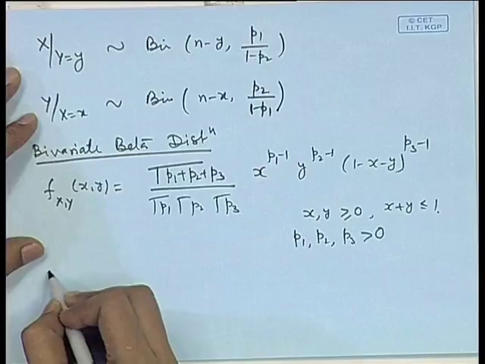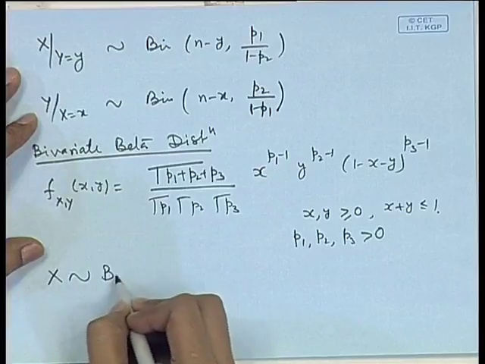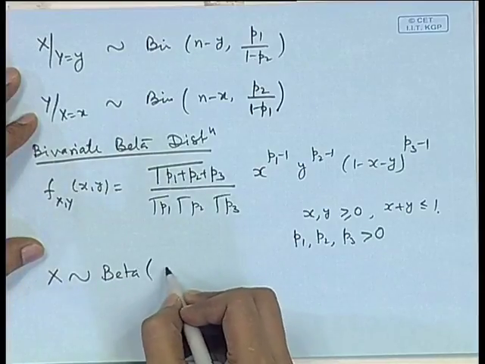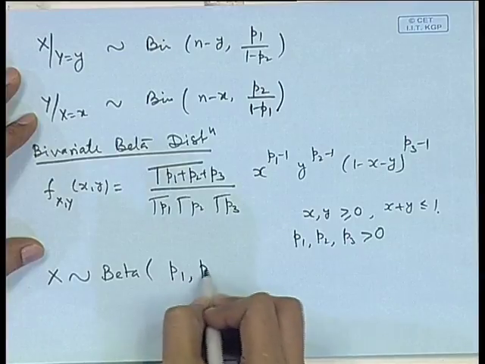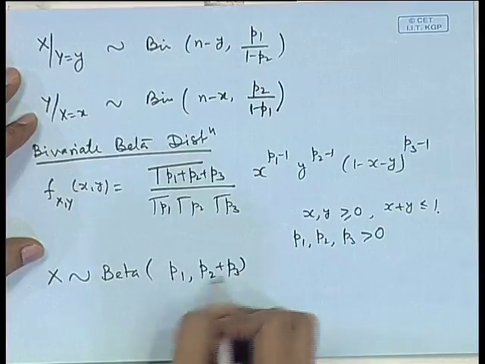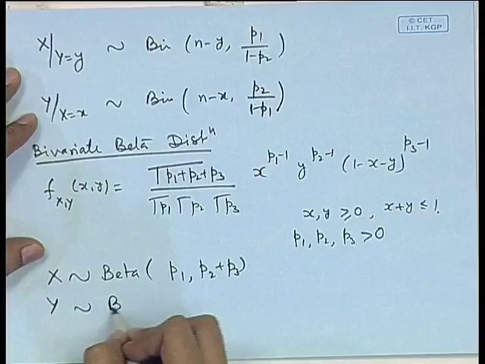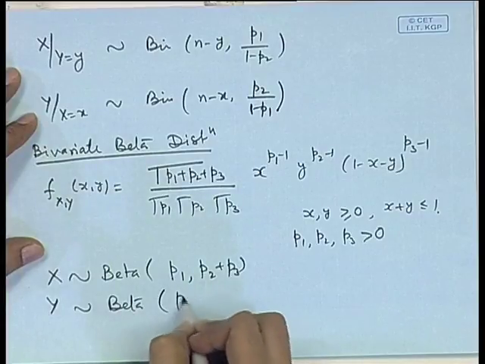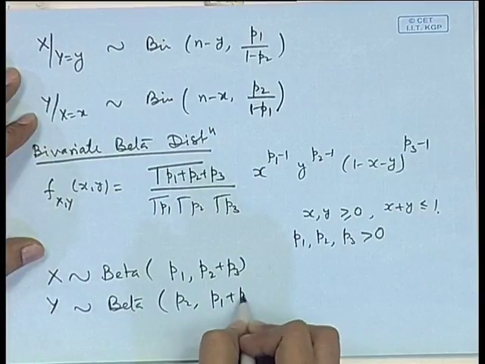Here we can see that the marginal distribution of x is beta with parameters p1 and p2 plus p3. In a similar way, the marginal distribution of y can be calculated. It is beta with parameters p2 and p1 plus p3.